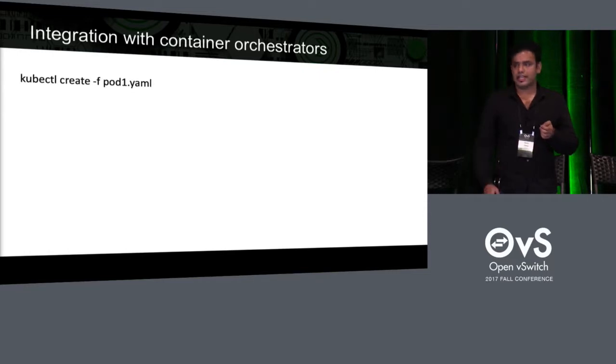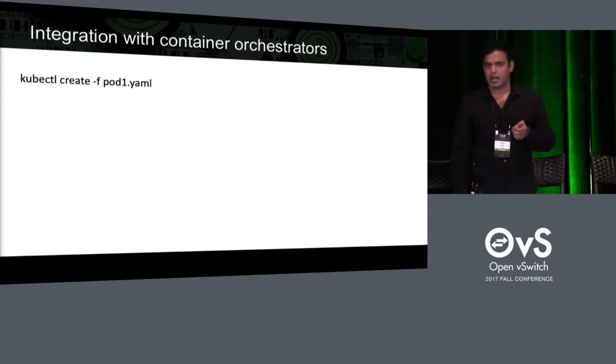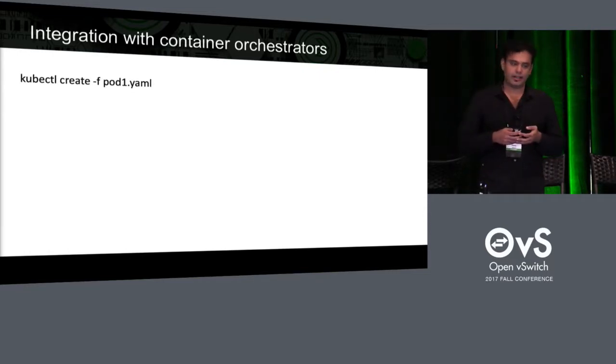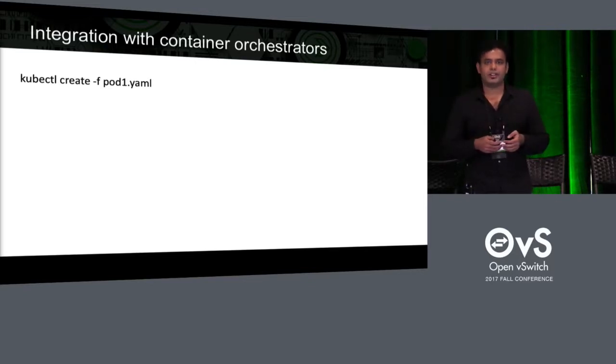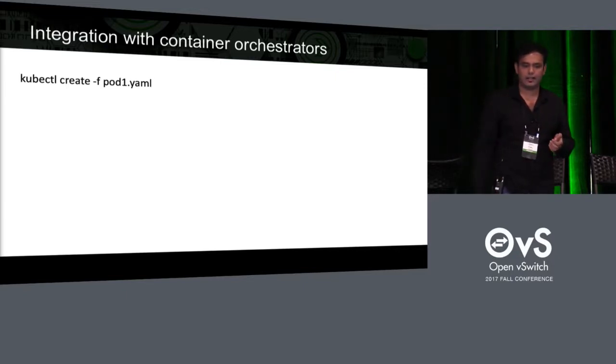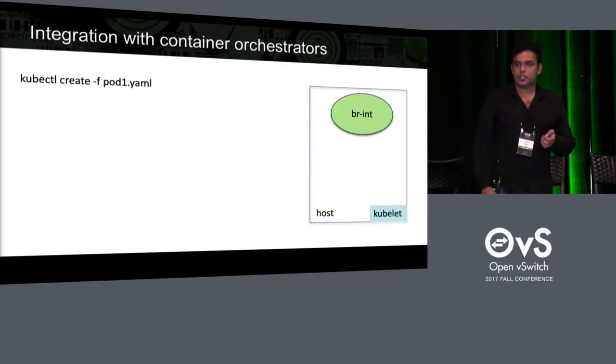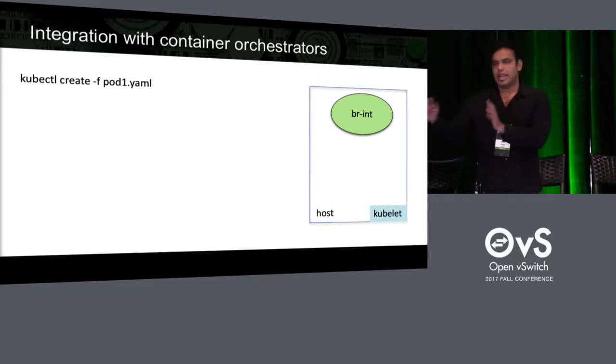So let's take the example of Kubernetes. I'm not sure how many are familiar here, but this command says to Kubernetes that I want to create a pod. A pod is a group of containers which share the same network namespace. So from a networking perspective, it's just one container. The Kubernetes scheduler will decide, hey, I have this empty host. I'm going to schedule my pod out there.